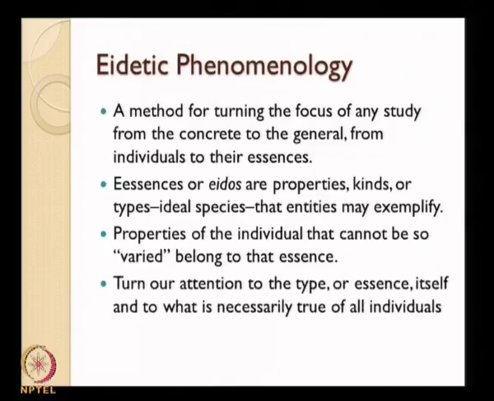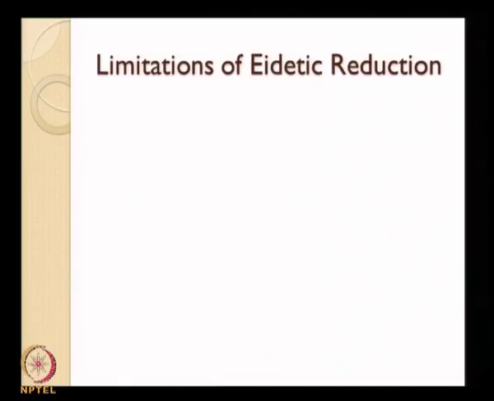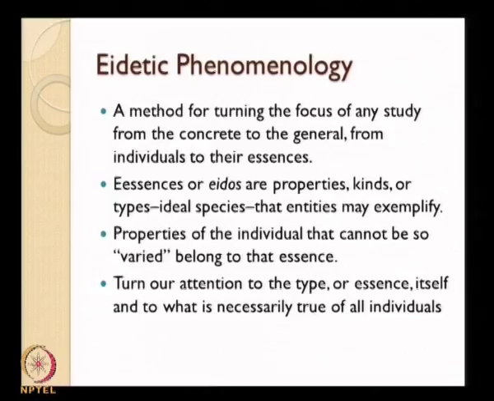Turn our attention to the type or essence itself and to what is necessarily true of all individual entities. So, this is what eidetic reduction does, and now what we are going to see is that we observe a kind of advancement from the phenomenological reduction to the level of eidetic reduction. It has become more positive, and there is a look for essences, conceiving phenomenology as a science of essences. The eidetic reduction stage seems to be a little more matured than the psychological phenomenological reduction stage, but still, eidetic phenomenology has got certain limitations.